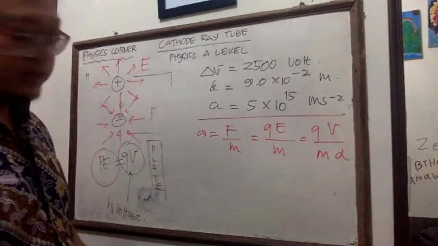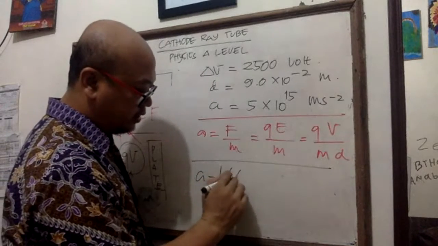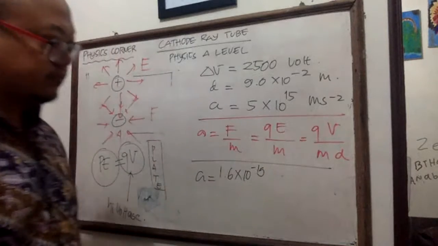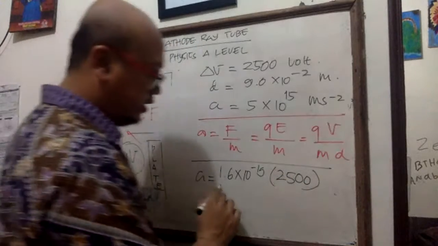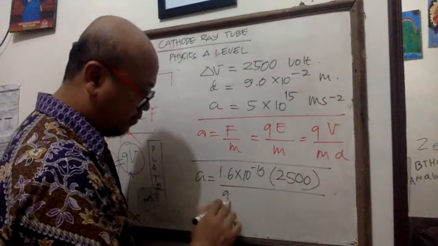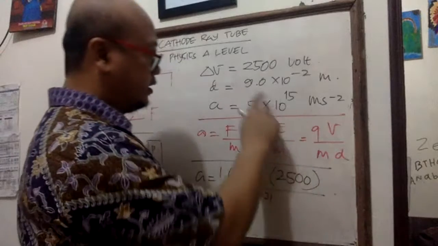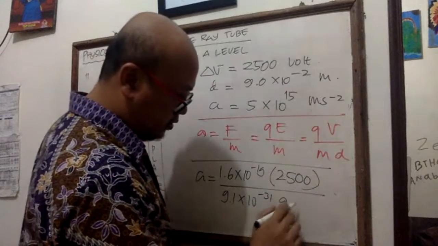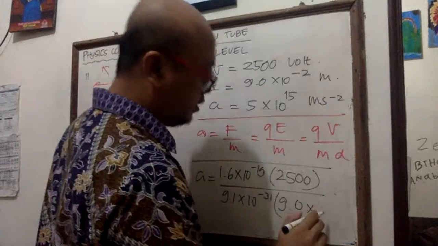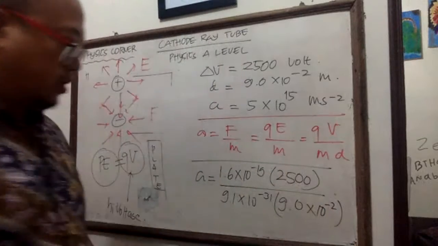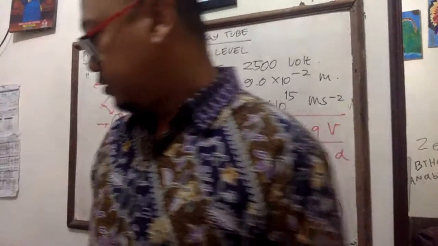So we calculate this number. a is the electron charge Q, 1.6 times 10 power minus 19, times the voltage, 2500 volt, and mass is 9.1 times 10 power minus 31. And d, the separation of this plate, is 9.0 times 10 power minus 2. Okay, guys, we can prove it. Let's calculate this number.